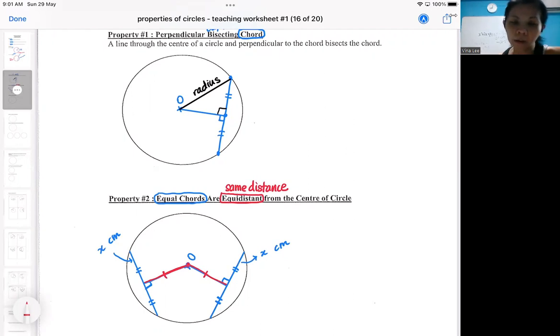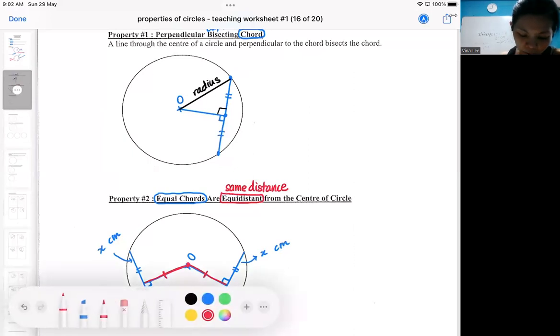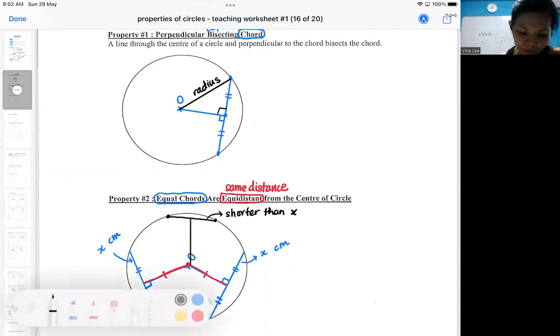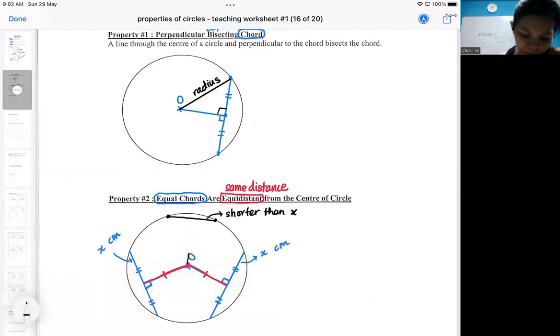Okay, so there is a little bit more on this. Can you imagine if I got a shorter chord? Something that is shorter. You can visualize a shorter chord. You should visualize it as this chord is shorter than X. From the center, it will still be cut into half. Because this is a chord, by the use of property 1, I will still be able to cut it into half.